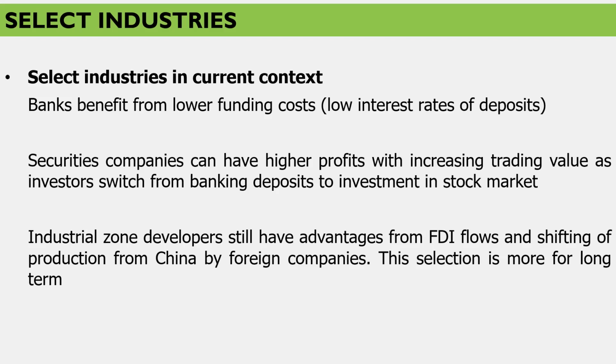A more long-term industry selection is industrial zone developers. They still have advantages from FDI flows and the shifting of production from China by foreign companies to Vietnam.